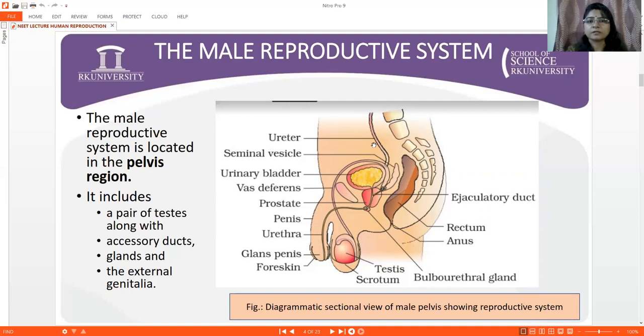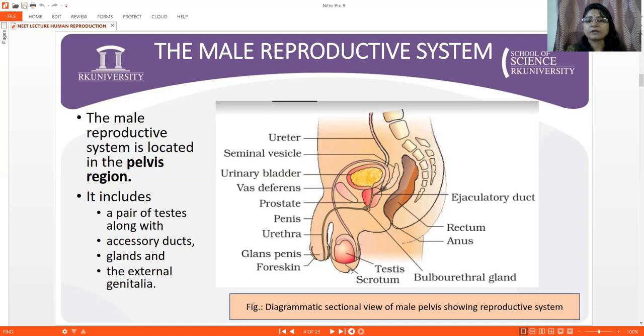This is the ureter. Next to it is a seminal vesicle. Next to it lies the urinary bladder. Next to it is the vas deferens. Next to it is the prostate. This is the bulbourethral gland. Next to it, this is the ejaculatory duct. This is the penis. This is the urethra, and this is the glans penis, and this is the foreskin.